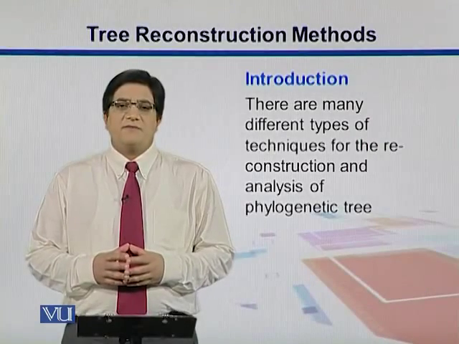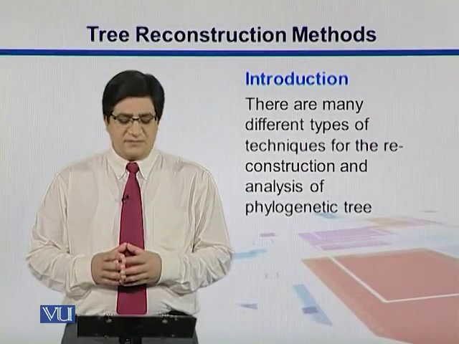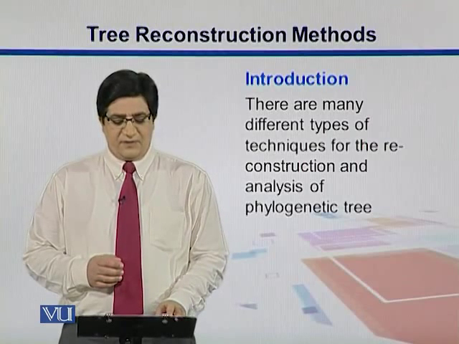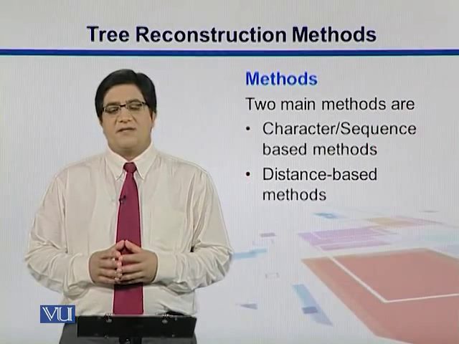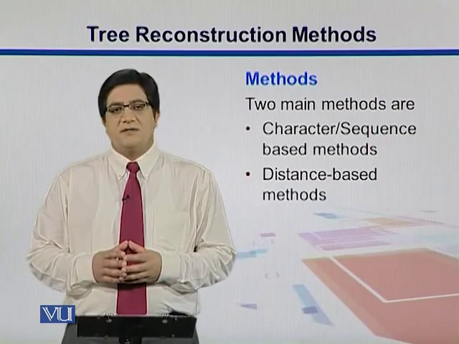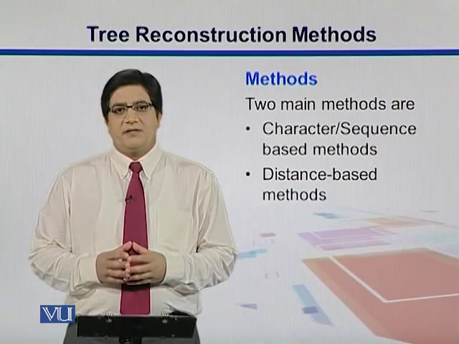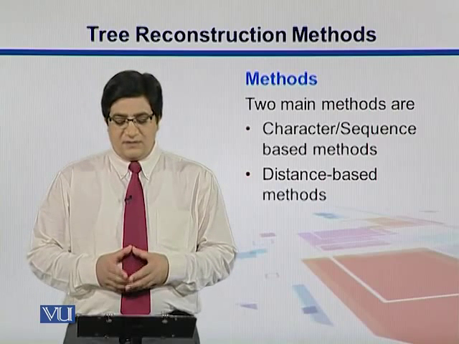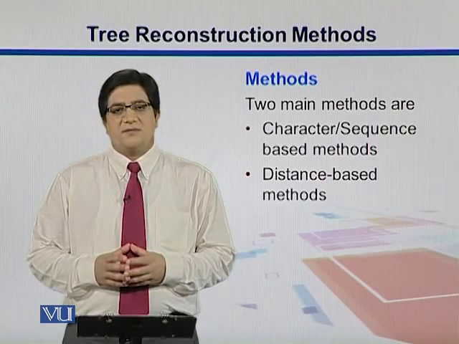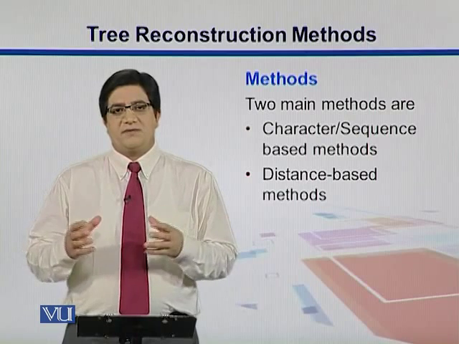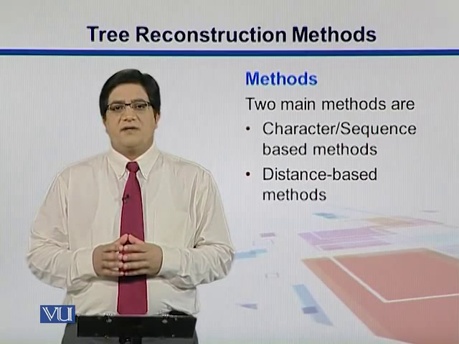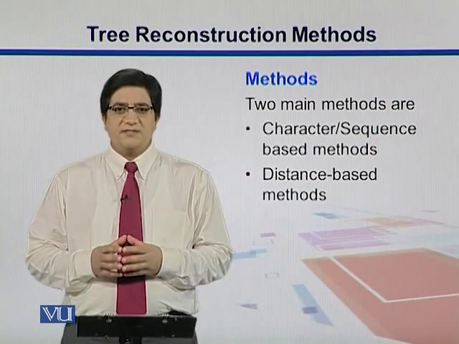There are different kinds of phylogenetic tree reconstruction methods, and mainly they have been divided into two types. One of them is character or sequence-based methods, where we look into individual characters independently, or we look into the sequences. Whereas in distance-based methods, we take those sequences and we compare them with one another, and we come up with some distance matrices.